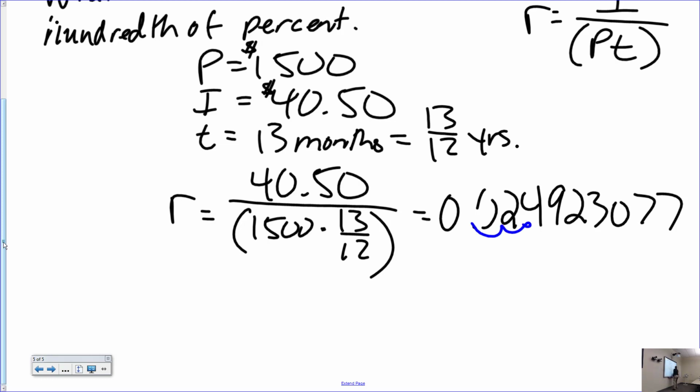2.49. So move the decimal point over 2, because remember the R always shows up as a rate. You need to convert it into a percent. 2.49%. Do not decide that you know better where to round.